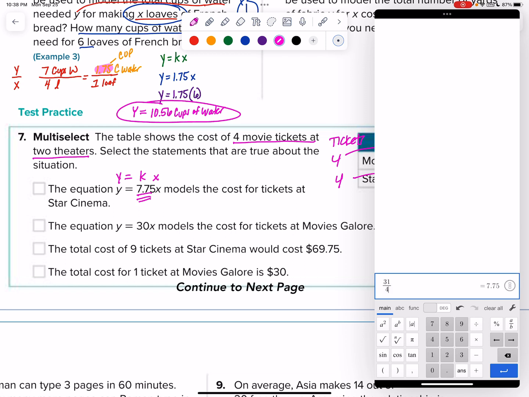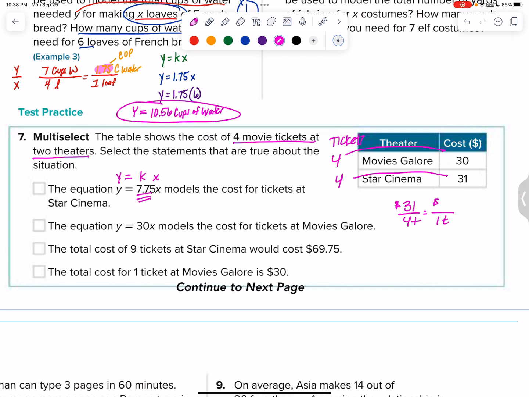$31 divided by 4 tickets, and it says $7.75. So is that true? If that went in there for the COP, yep, that's a good one. So check. All right, they're saying the equation y equals 30x models the cost for Movie Galore.